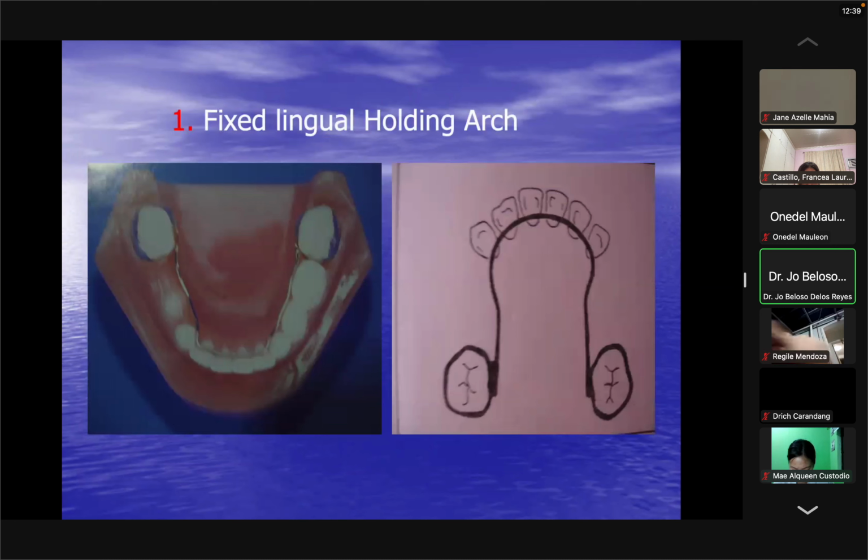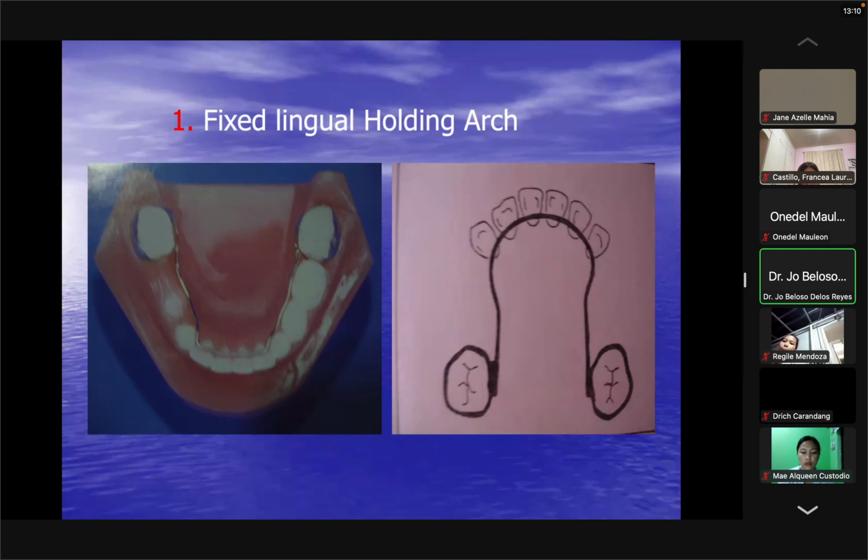Yan. So, the appliance runs at the back of the permanent incisors, lower permanent incisors. So, ang purpose nito para this tooth would not drift to this area. This tooth will not drift on this area and this one also to this area. So, ma-maintain yung space na yan.